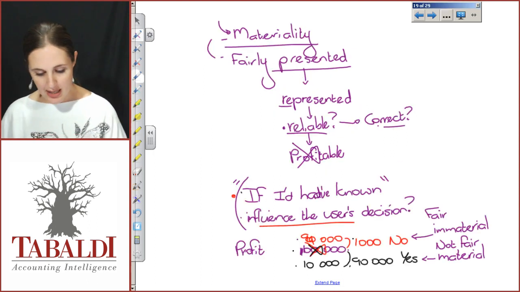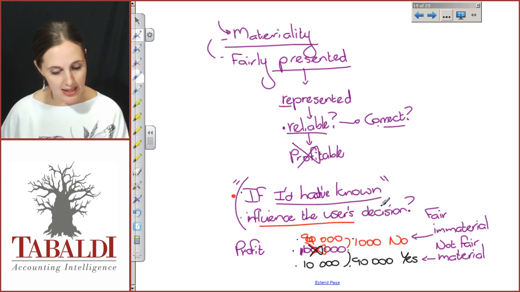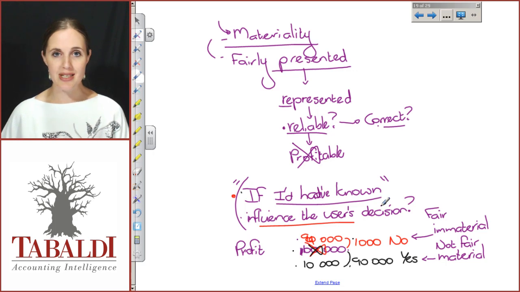I go back to the statement. In a lot of cases, when you're talking about materiality, ask yourself, if the user had have known, would it have influenced his decision? If the answer is yes, it's material. If the answer is no, it is immaterial or not material.